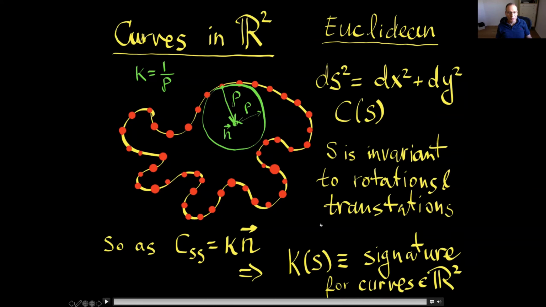Okay, this is known for many years, and again, just taking the second order derivative with respect to the Euclidean arc length, and the Euclidean arc length is defined as the square root of dx squared plus dy squared. The second derivative, the acceleration vector, is nothing but the curvature vector, and this curvature is the signature of the curve.